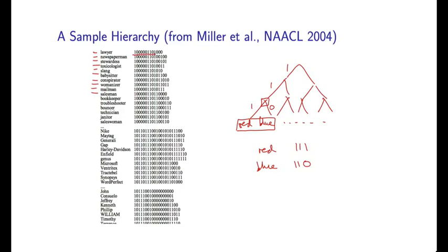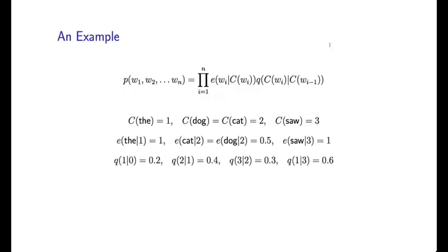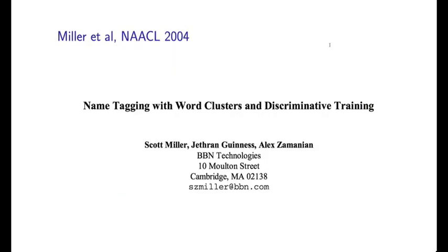And what I'm going to talk about in the remainder of this lecture is a very effective application of these representations within the context of named entity recognition. This is work by Miller and others, published at NAACL in 2004. So let's now describe how this works. So this is the paper. It's called Name Tagging with Word Clusters and Discriminative Training.